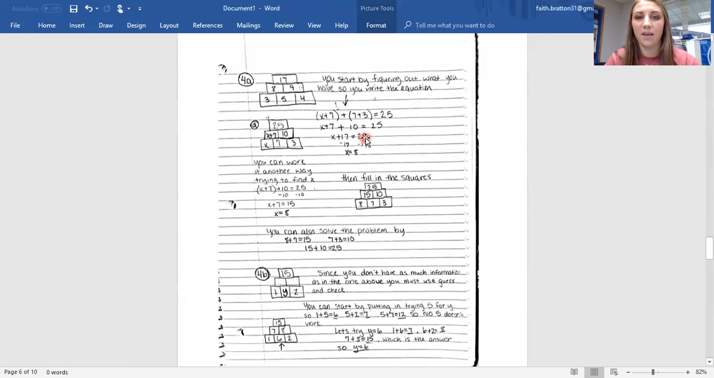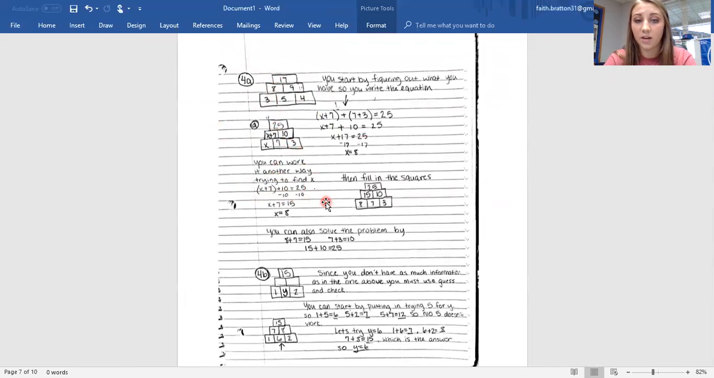Now we go to 4A. You start by figuring out what you have, so you write the equation. Okay, they're only giving us a certain amount of squares, as in the first one they're giving us an example, as in right here. So for 4A, they only give us 25, 10, 7, and 3. So you can work it this way, trying to find X: X plus 7 plus 10 equals 25. You subtract 10 from both sides, you move down, X plus 7 equals 15, and X equals 8.